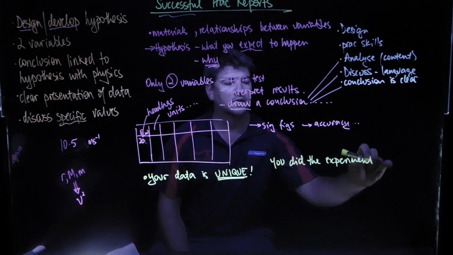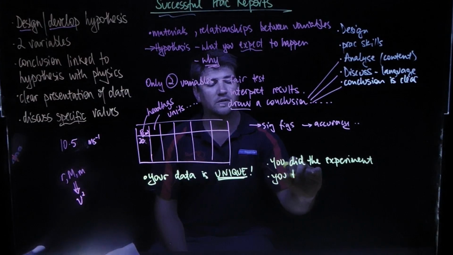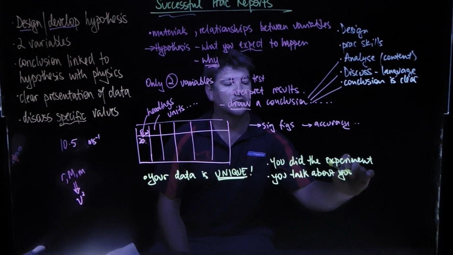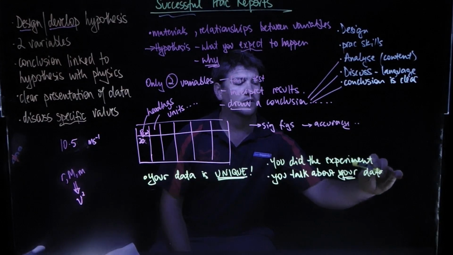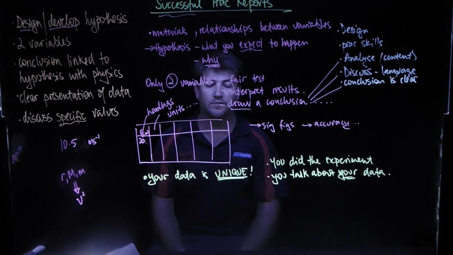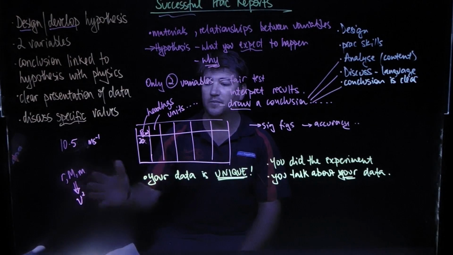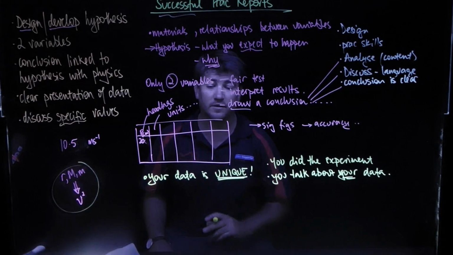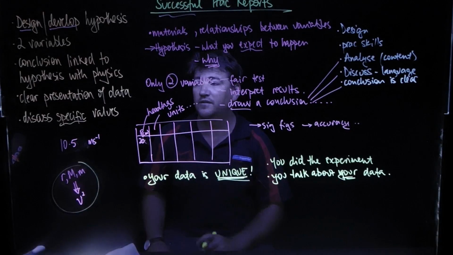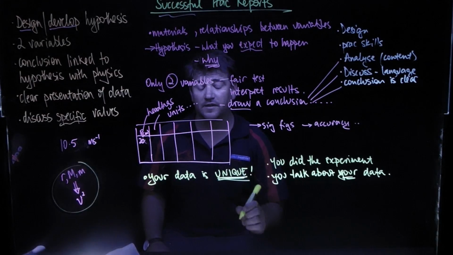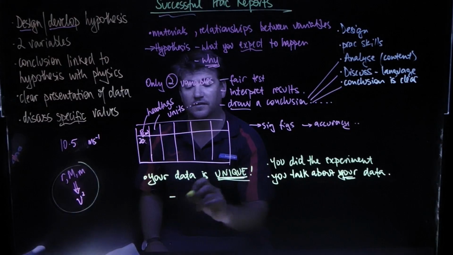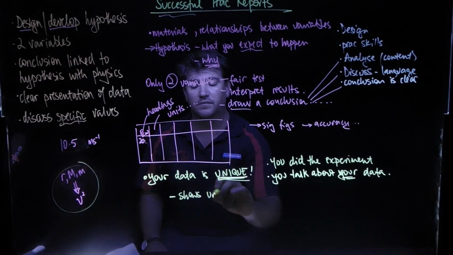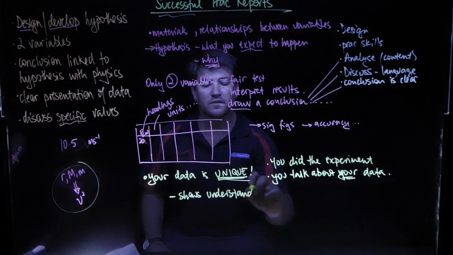Okay. So you talk about your data. It's not someone else's. You can use Newton to explain the links between these variables over here. You can most certainly do that, but your data is unique. You need to refer to it. So if you can discuss your data, it shows that you understand what's actually happening.